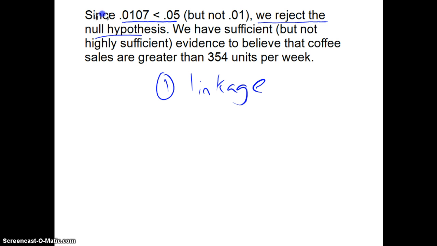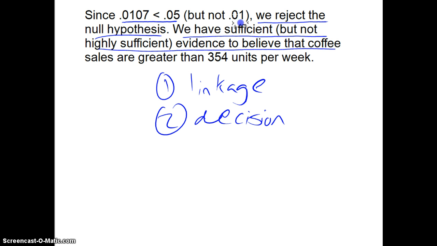Step 2 is our decision. Our decision tells us, do we reject or do we fail to reject the null hypothesis? And it appears that we're going to reject H naught. Once we get that, we get to our final step. We have sufficient but not highly sufficient evidence to believe that sales are greater than 354 units per week.